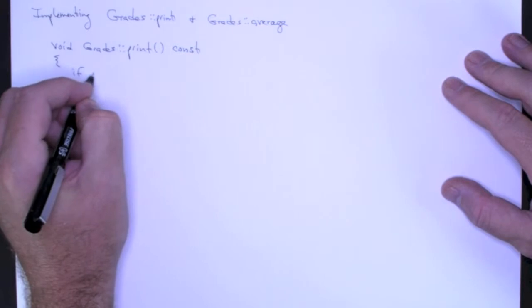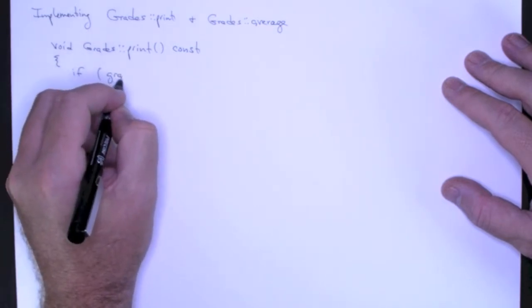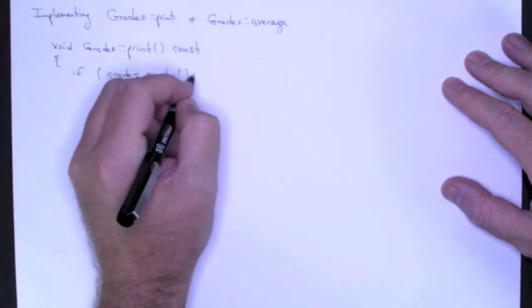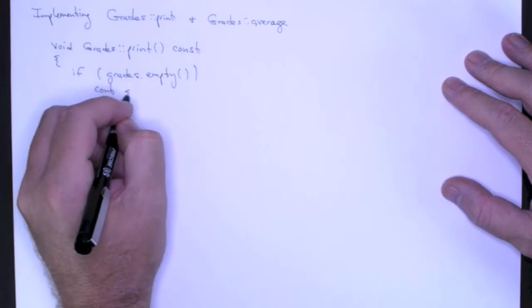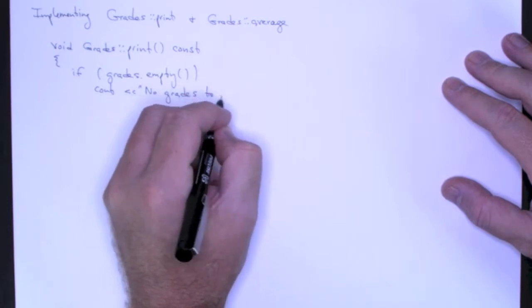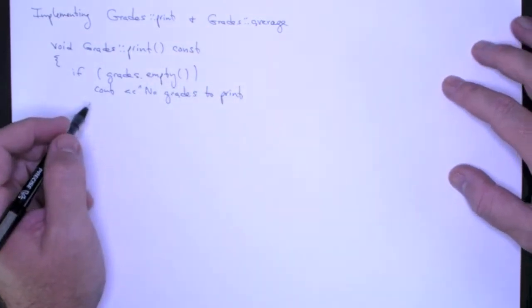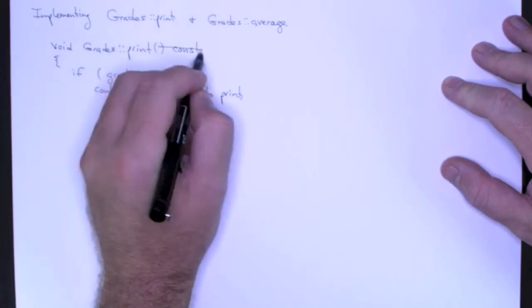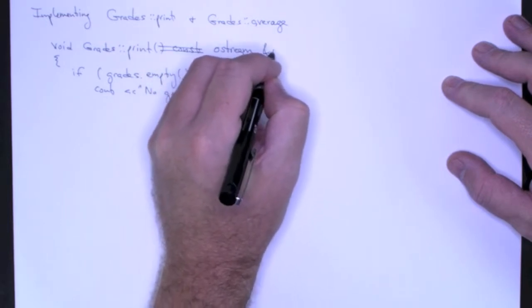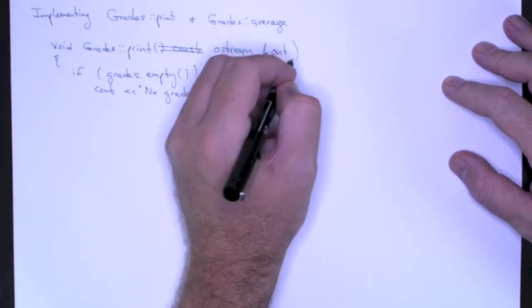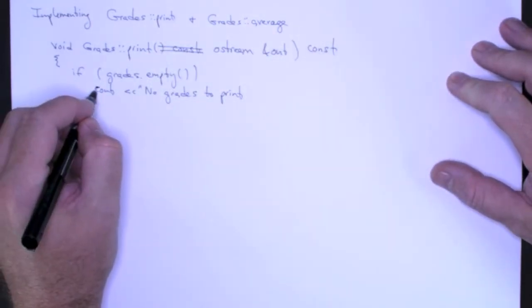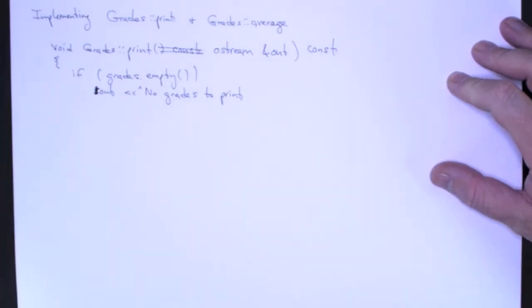One thing we might do is check to see if there are any grades to print. And we can use the empty method to do that. And if that's true, we can just say no grades to print. Oh, you know what I did? I once again forgot that I am writing this to the o stream. Bad, bad, bad. And instead of using cout, I'm going to use out.